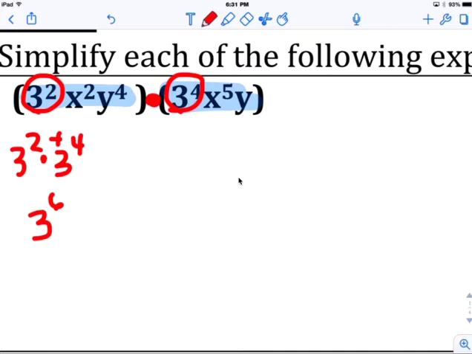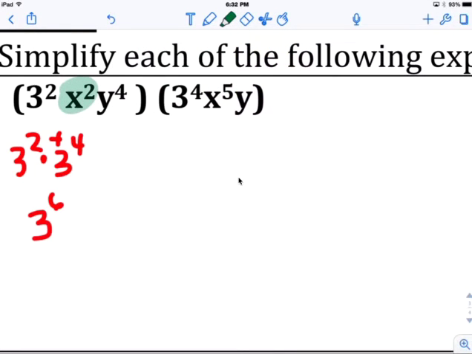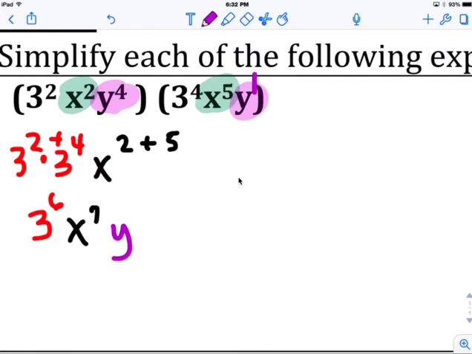And then you can do the x squared, x to the 5th. So you get x to the 2 plus 5, right? So x to the 7th. And then y, you look at the y to the 4th and then y to the 1st. Let's show work here. Y to the 4th plus the 1. Y to the 5th. And that's your answer.